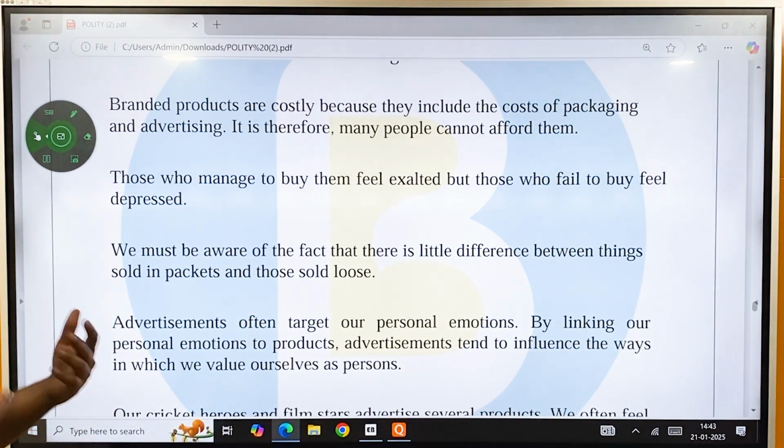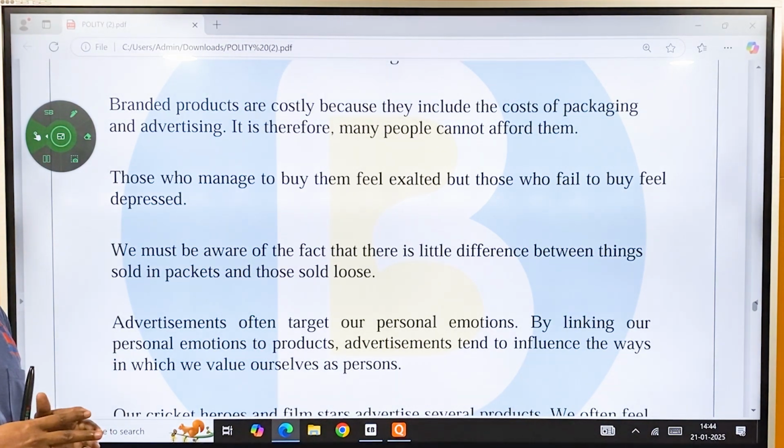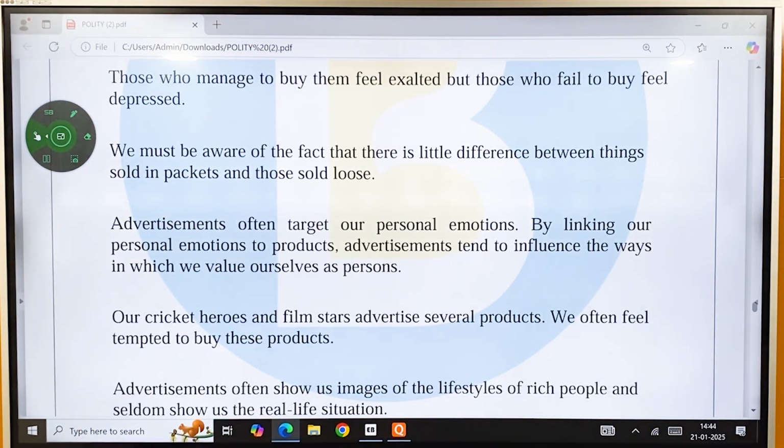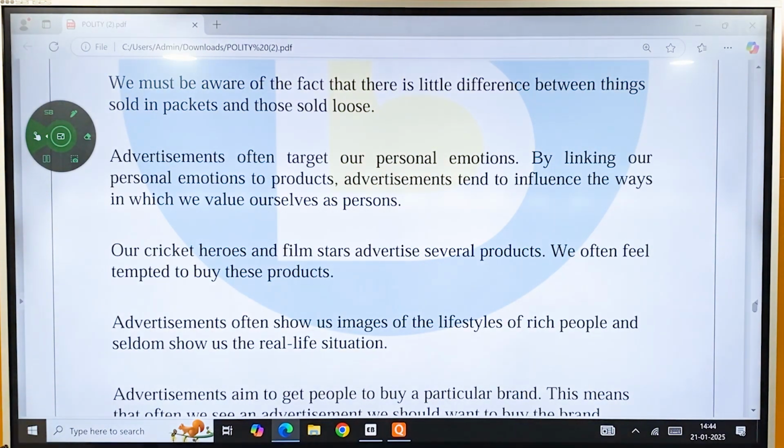Okay, the people wearing branded clothes tend to show off the brands they wear, tend to show off the cars they own. Okay, the people who fail to buy those branded clothes tend to depress themselves, because they think they are poor and they are not able to afford these things. We must be aware of the fact that there is little difference between things sold in packets and those sold loose.